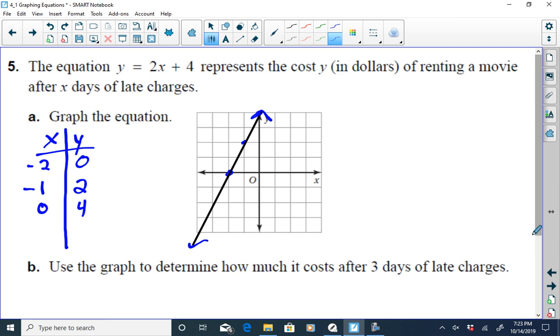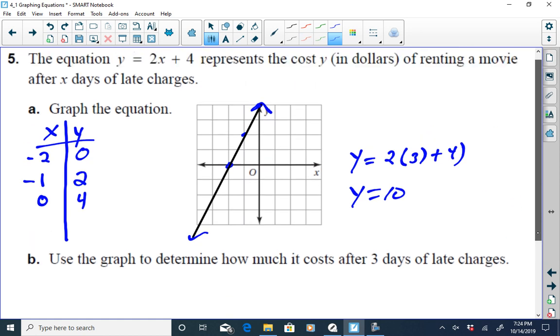After 3 days. Well, x represents the number of days of late charges. So 3 days, I'm not going to be able to use my graph to do that because that's going to be all the way up here. So what's another way to do that? Well, simply replace x with 3. So we have y is equal to 2 times 3 plus 4. 2 times 3 is 6 plus 4 is 10. So y is going to be equal to 10. Normally we would try to use the graph there, but I have very limited graph paper, and y is equal to 10 is going to be all the way up there. So how much does it cost? Well, the cost is going to be $10.